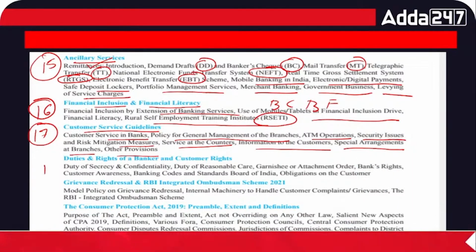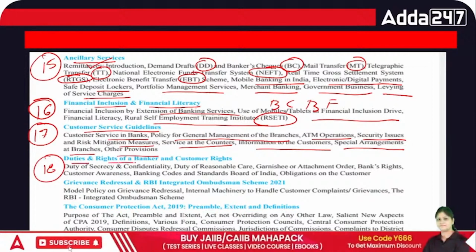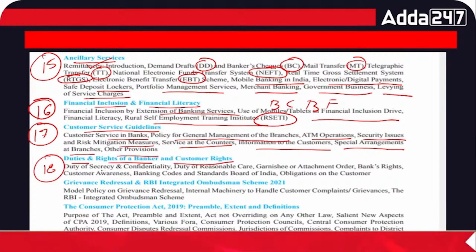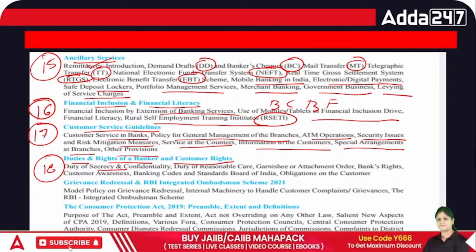Now we have chapter number 18. In this we are going to cover what is the duties and rights of a banker and customer rights. Okay, so what is the duty of secrecy and confidentiality, right?